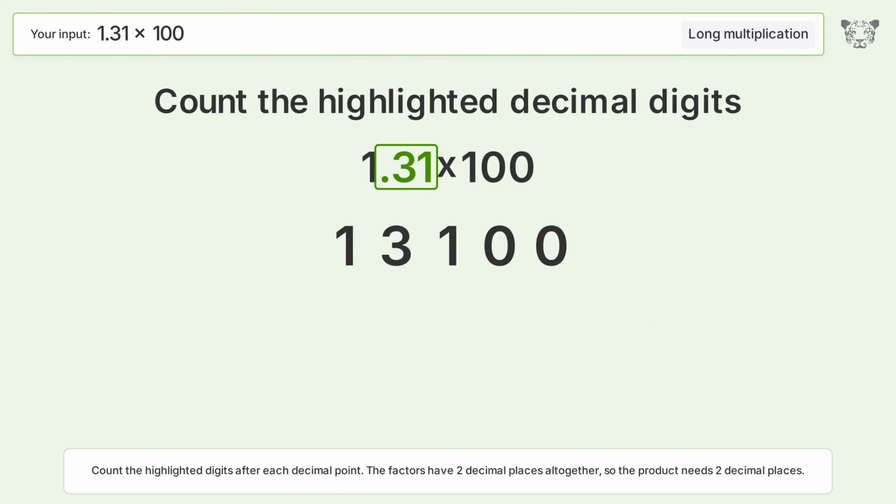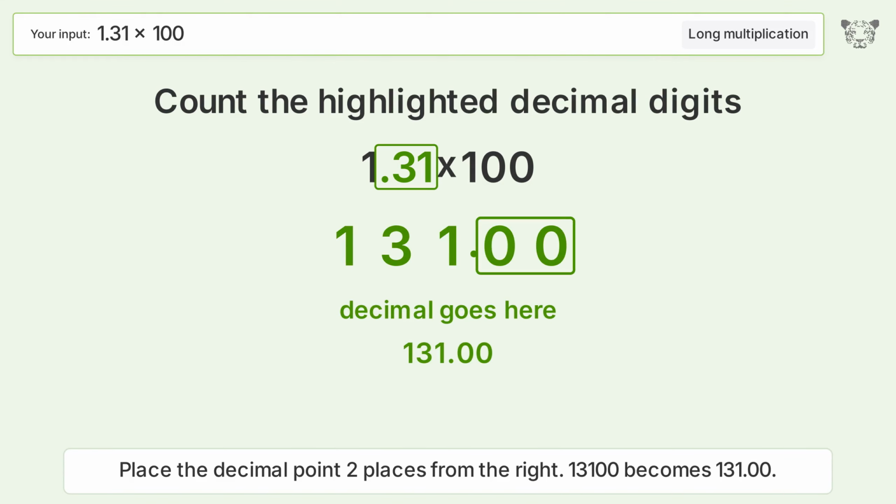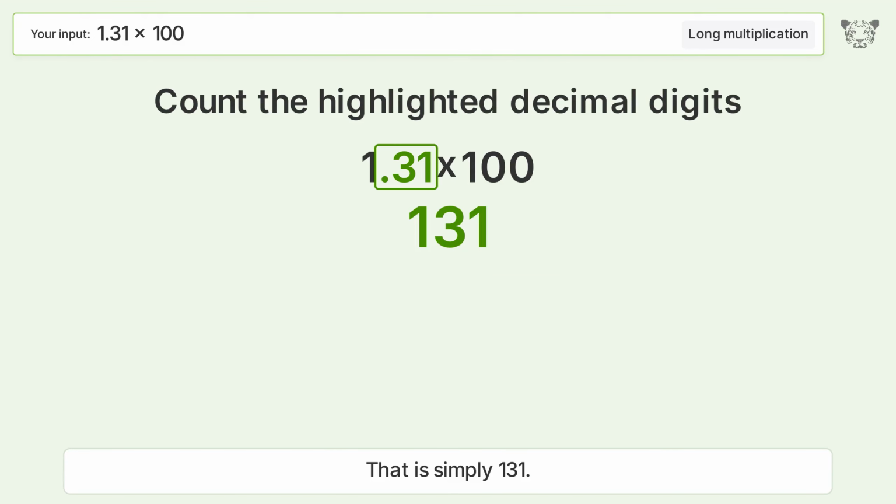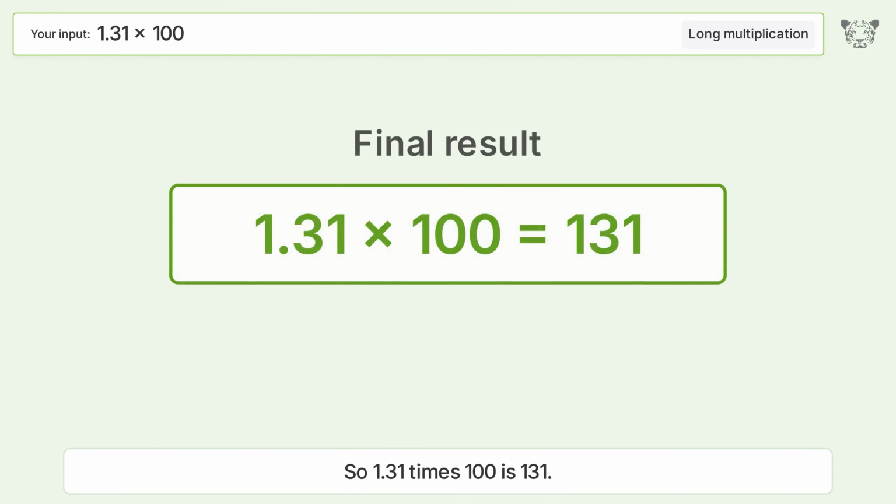Count the highlighted digits after each decimal point. The factors have 2 decimal places altogether, so the product needs 2 decimal places. Place the decimal point 2 places from the right. 13,100 becomes 131.00. That is simply 131. So 1.31 times 100 is 131.